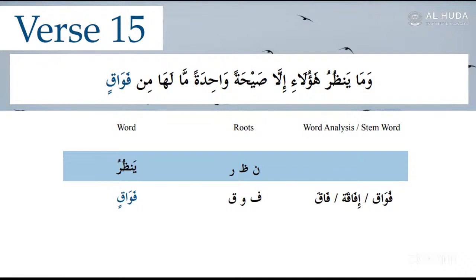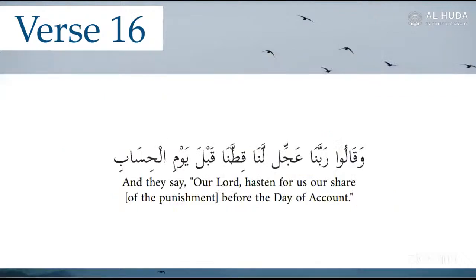وَقَالُوا رَبَّنَا عَجِّل لَّنَا قِطَّنَا قَبْلَ يَوْمِ الْحِسَابِ. And they say mockingly, the Quraysh, the disbelievers, they say, our Lord, hasten for us our share of the punishment before the day of account. It would seem as if they're asking for something good, like some share of wealth or some land, that it should come quickly.